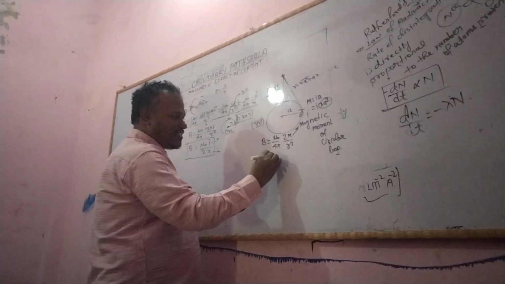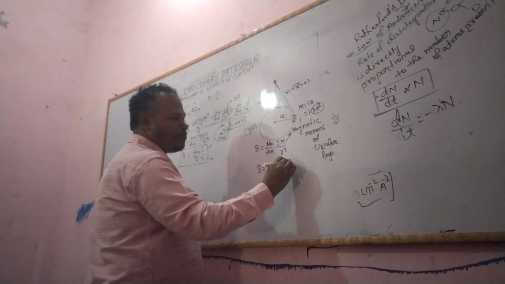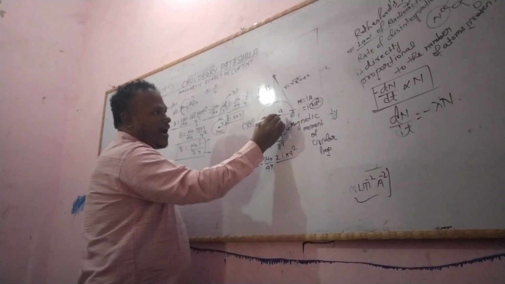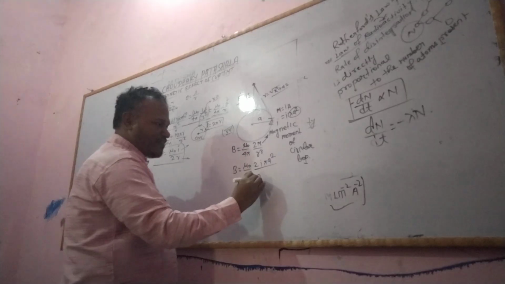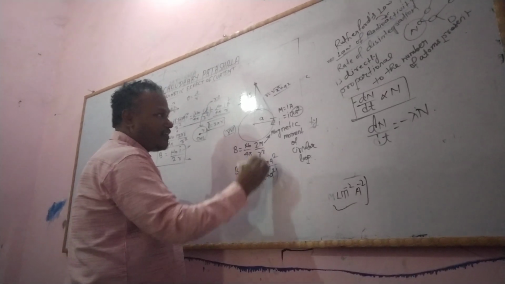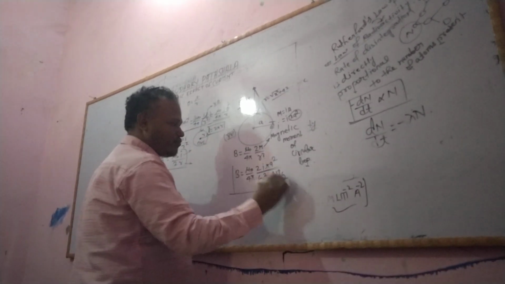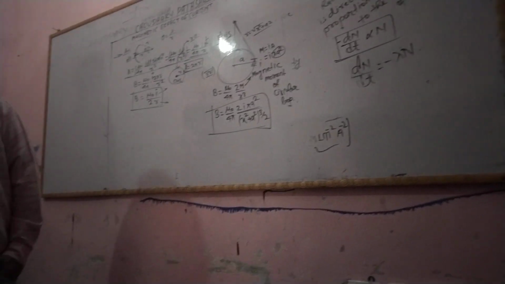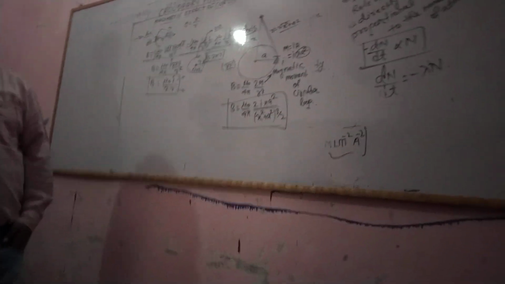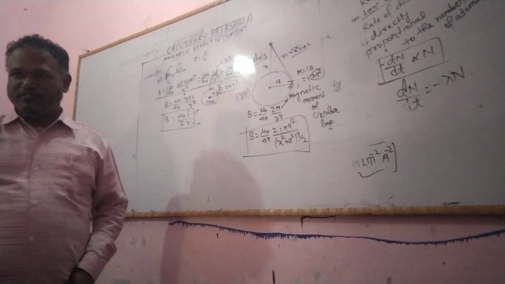So B can be written as mu naught upon 4 pi, 2 I into pi a square upon r cube. And r is written as x square plus a square. Sometimes in detail it can be written as (x square plus a square) to the power 3 by 2. And this is for one turn. If the number of turns is increased, then it will be multiplied n times. If n turns are there, then it will be increased n times.